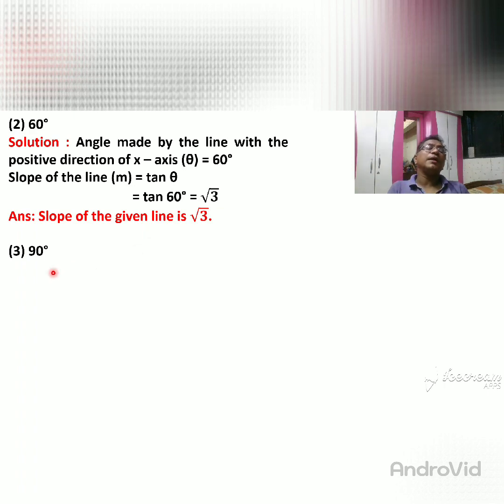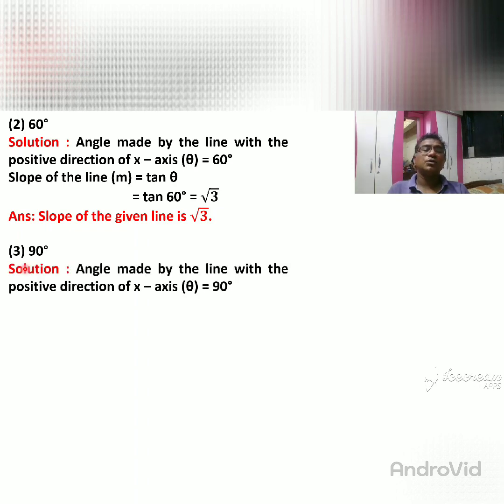Then another, 90 degree. Theta is given as 90 degree, and they ask you to find the slope of the line. So when they give the angular measure, means when they give theta, then the slope of the line is equal to tan theta. The angle made by the line with the positive direction of the x-axis is equal to 90 degree. So slope of line is equal to tan theta.